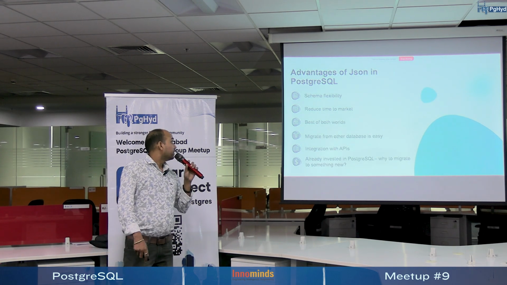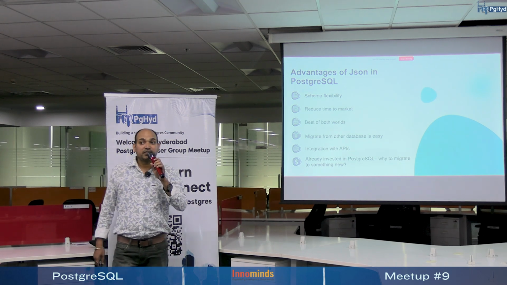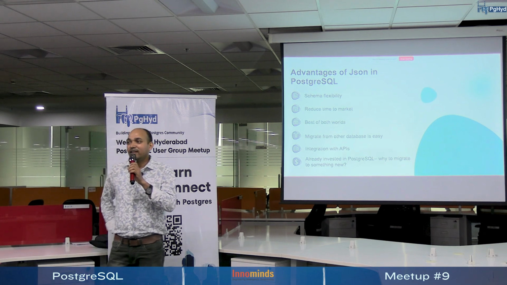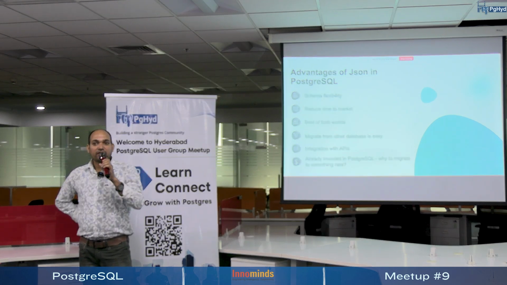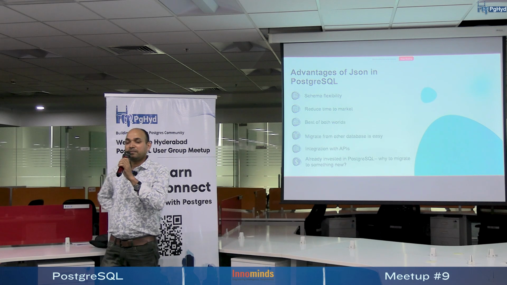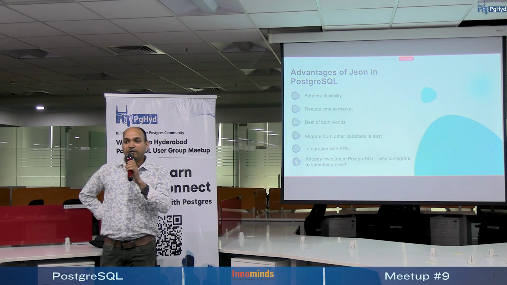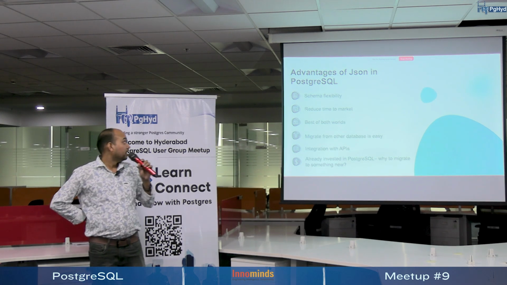Now coming to the advantages. As we speak, one is the schema flexibility. If we go to the main problem or the use case that I was showing on the product catalog, there we had a fixed table structure. Now with JSON, that fixed structure is nowhere. The structure can be defined dynamically.